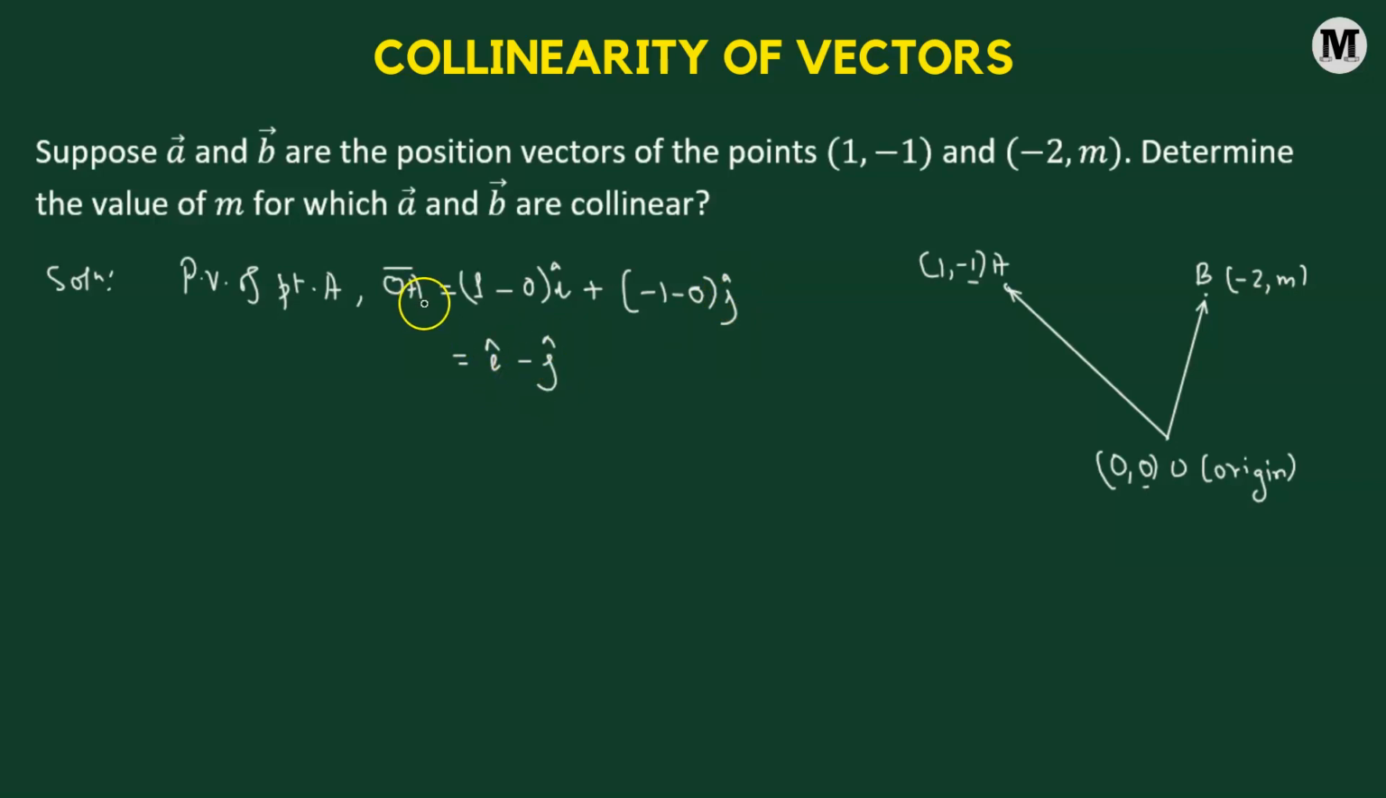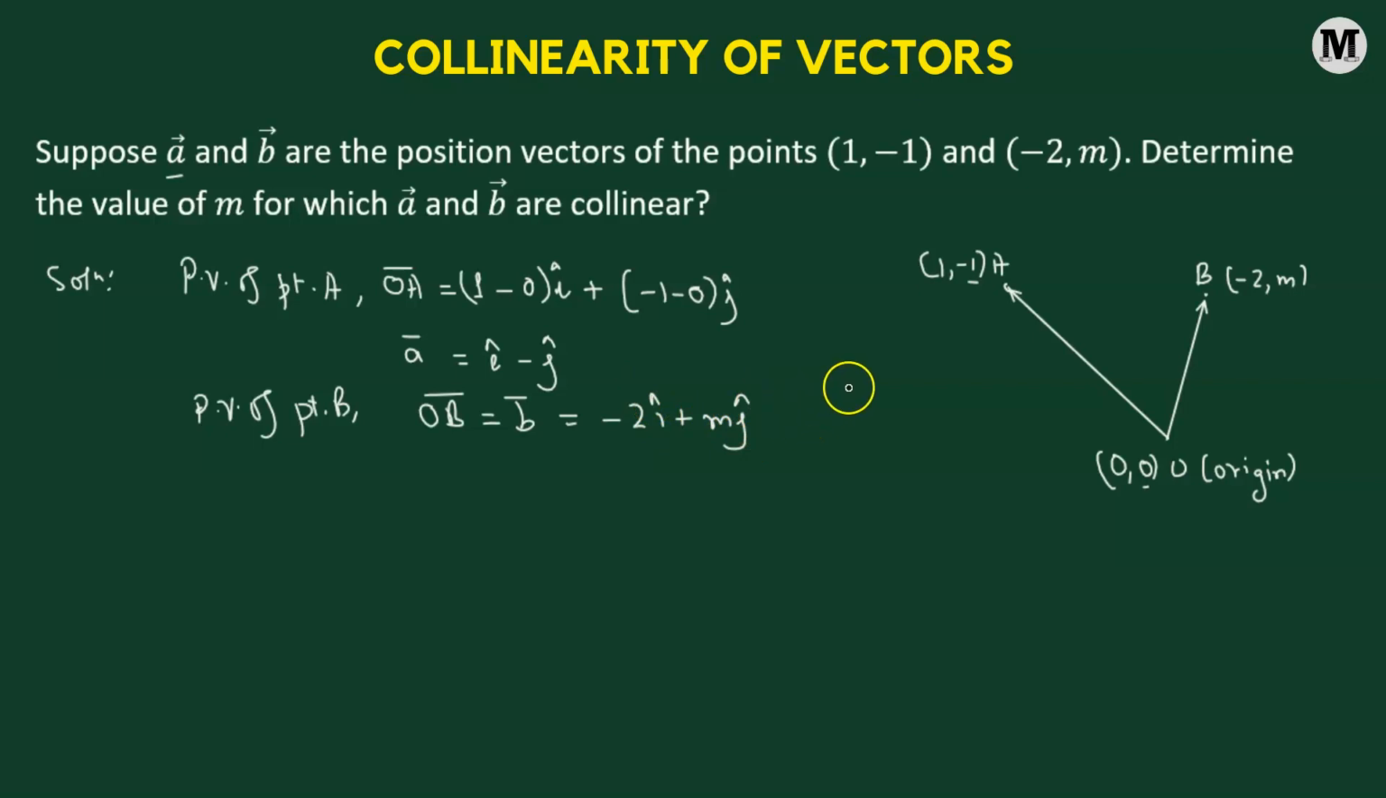So this is the position vector of point A. However, in the problem, it's already given that the position vector of point A with coordinates (1, -1) is the A vector. So in other words, the A vector is i cap minus j cap. Similarly, we can define the position vector of point B. The position vector of point B, which is the OB vector, and according to the problem is actually the B vector, is given by -2 i cap plus m times j cap.